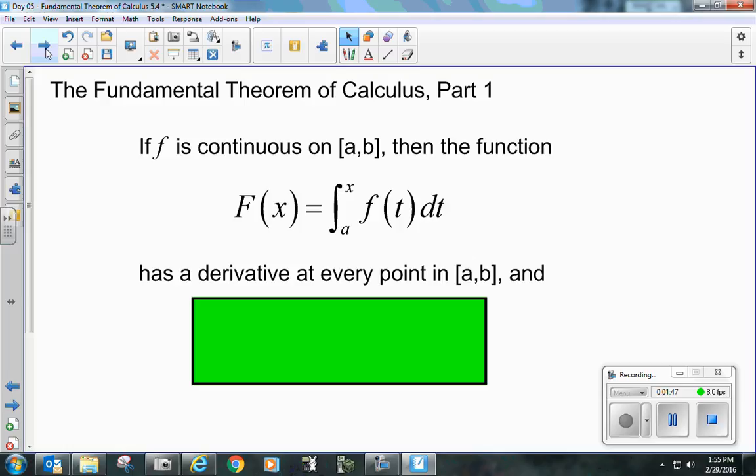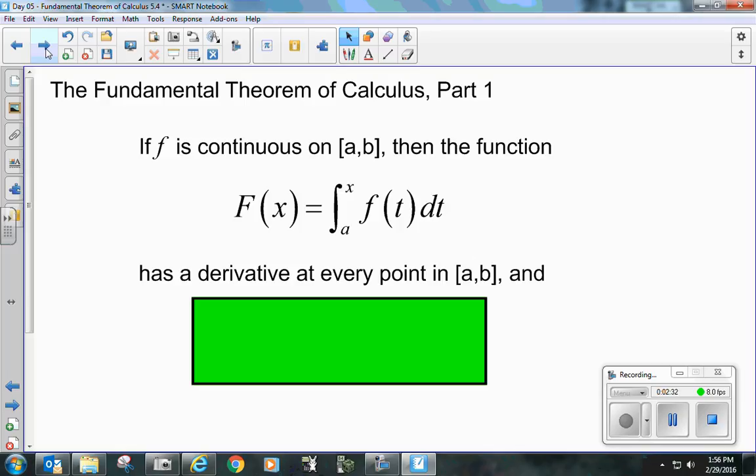The fundamental theorem of calculus part 1, because there is a part 2. If f is continuous on some interval from a to b, then the function F of x equals the integration from a to x of the function f of t. Not only does this hold true, just follow. Don't just try and understand it right now. As we start doing some of these problems, we'll be like, oh, why didn't you just explain it like that? I'm trying.